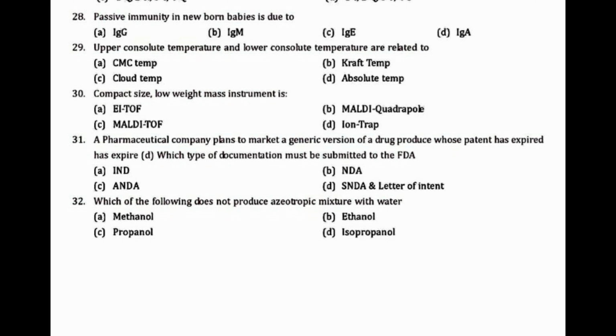Ethanol, actually its boiling point is 78.4 degrees Celsius. Water, we know, is 100 degrees Celsius. But the azeotrope boils at 78.2 degrees Celsius, that is lower than either of its constituents. So, in the question, which of the following does not produce an azeotropic mixture with water, the correct answer is option C, propanol.